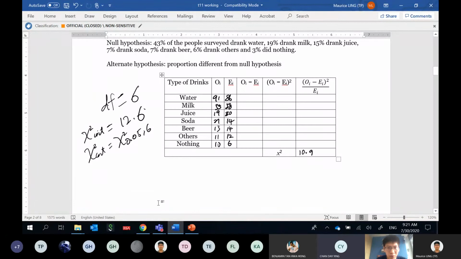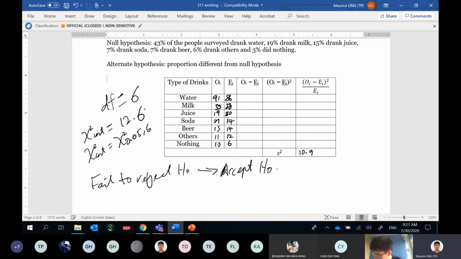You reject. Why you reject? Is this number larger than this number? Oh, so you accept. Yeah. Okay, so you fail to reject the null hypothesis, which means that you accept the null hypothesis. Okay, so yeah. Okay, then what is the conclusion?